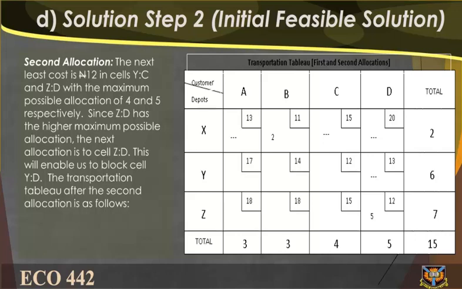Second allocation. The next least cost is 12 naira in cells Y to D and Z to D, with the maximum possible allocation of 4 and 5 respectively. Since Z to D has the higher maximum possible allocation, the next allocation is to cell Z to D. This will enable us to block cell Y to D. The transportation table after the second allocation is as follows.